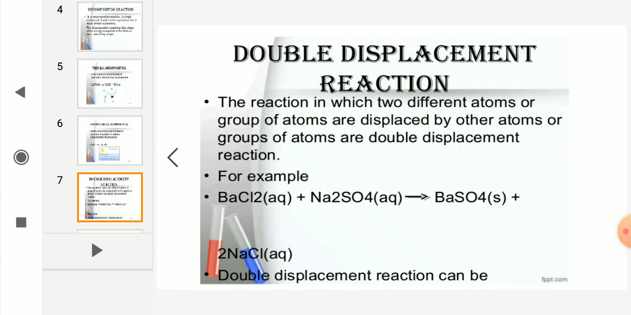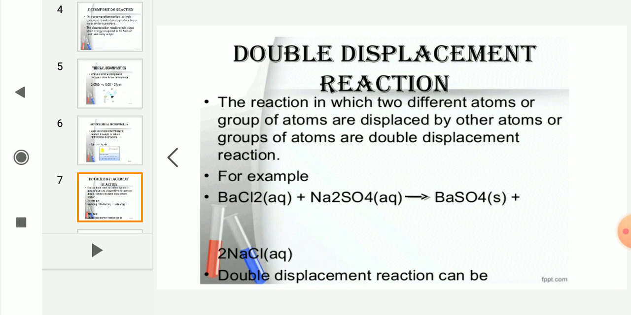The next type of reaction is the double displacement reaction. In this, two different atoms or groups of atoms are displaced by other atoms or groups of atoms. That is what is called the double displacement reaction.